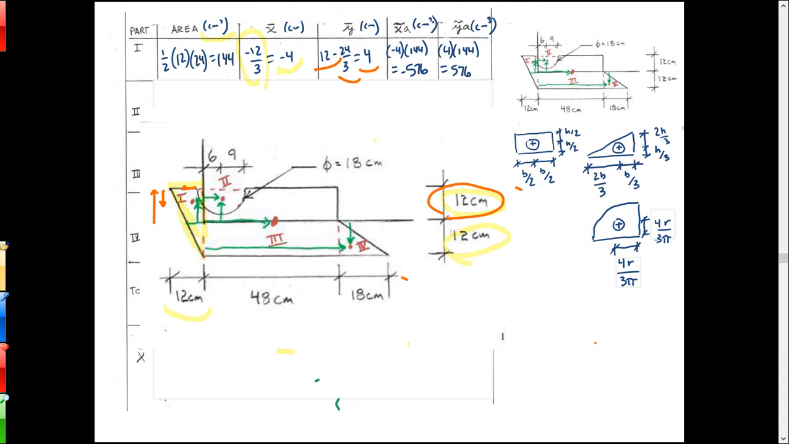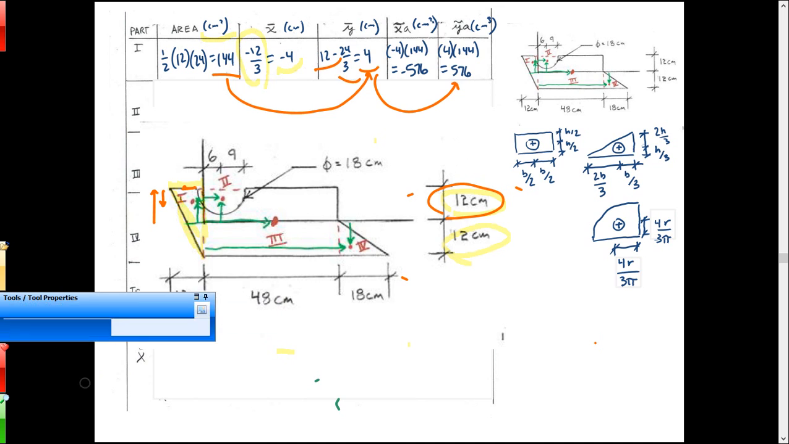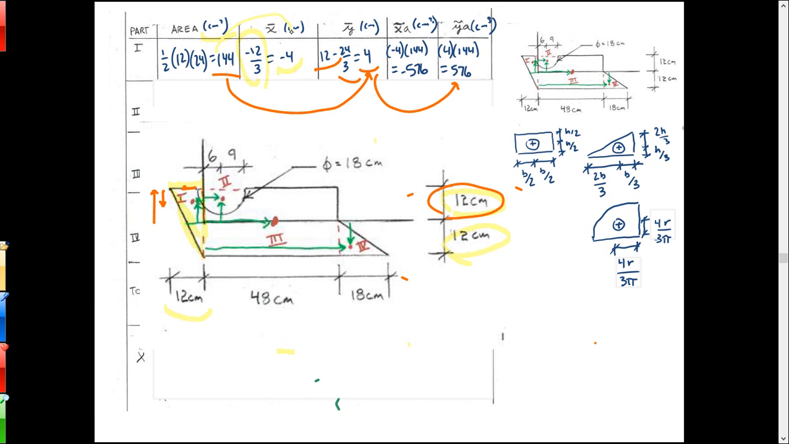So that's all the kind of calcs I really have to think through off the diagram. I got the area, x bar, and y bar. And then I just multiply after that. So to get the y bar, I'll take the 144 times the 4, and I'll get 576. And then to get x bar, I'll take the 144 times -4, and watch your signs on this stuff, and I'll get -576.